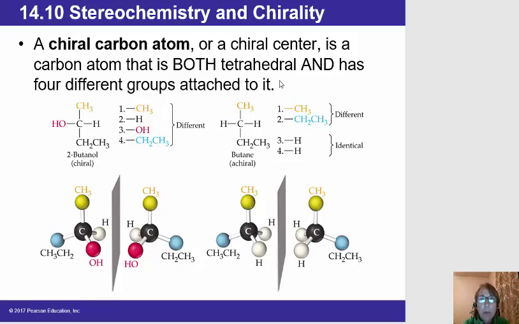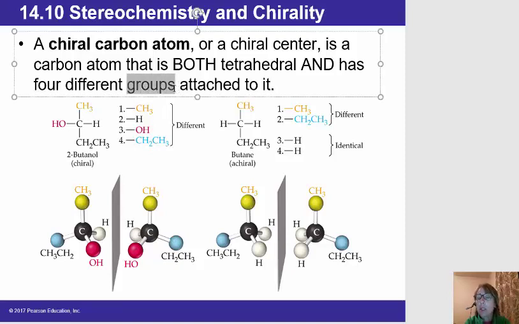So what that means, it must be bonded to 4 substituents and have 4 single bonds. If a carbon is only bonded to 3 substituents, it's not tetrahedral. It is trigonal planar, and one of those bonds is a double bond. If a carbon is only bonded to 2 substituents, and there's a triple bond, it is not tetrahedral, it's linear. So the first criteria is that carbon must have 4 single bonds, so that means it's tetrahedral. The second criteria, which must also be met, is that there are 4 different groups attached to it.